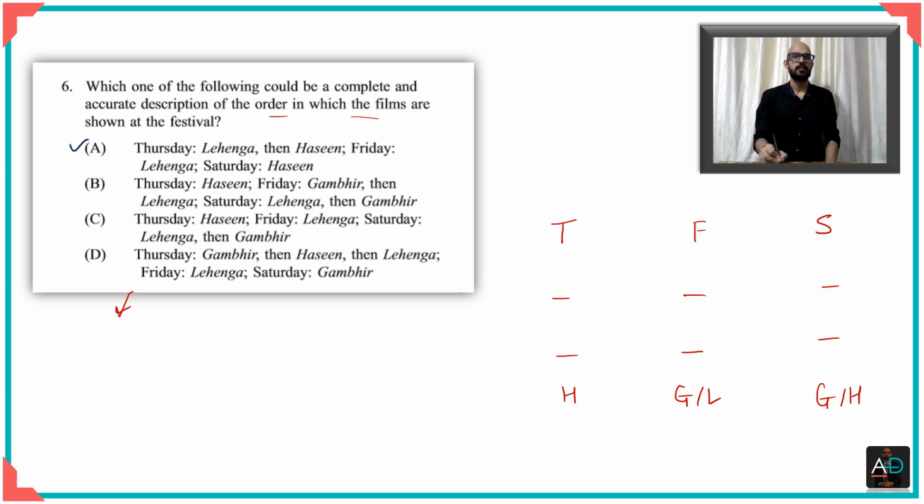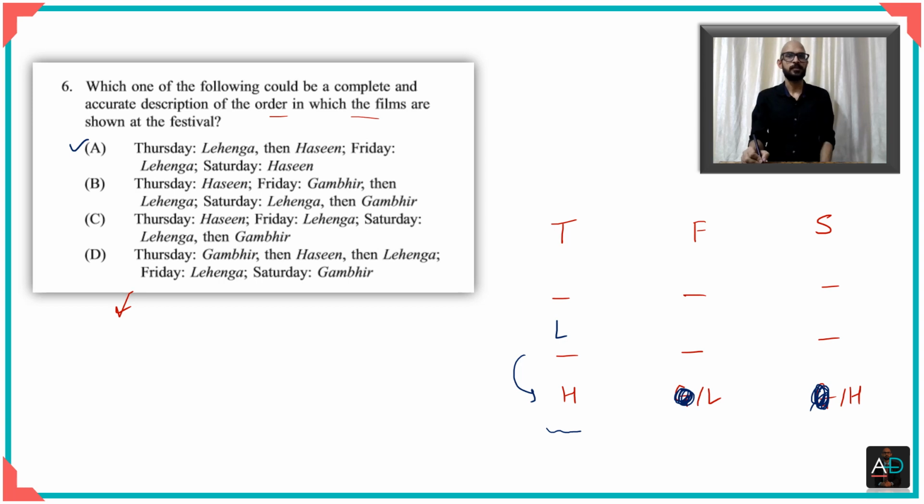Option A says that on Thursday you have Lehenga, then you have Haseen, which works because we know that Haseen has to be at the end. That is a possible combination. Then it says that on Friday we show Lehenga. Now you know that either Gambhir or Lehenga will be shown and it will be at the end. So if Lehenga is shown, it means Gambhir will not be shown. Okay, no problem. Then we go to Saturday, and Saturday says you will have Haseen. That will obviously be at the end. So it means there is no Gambhir here.